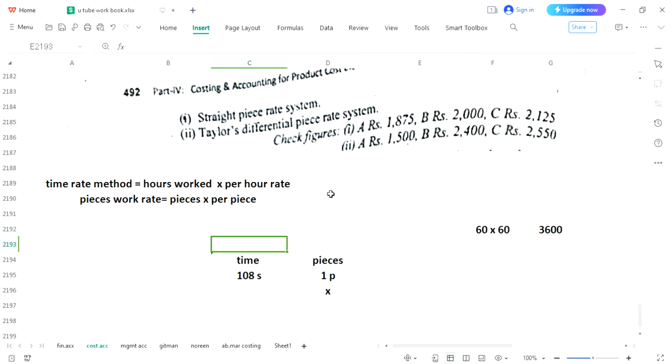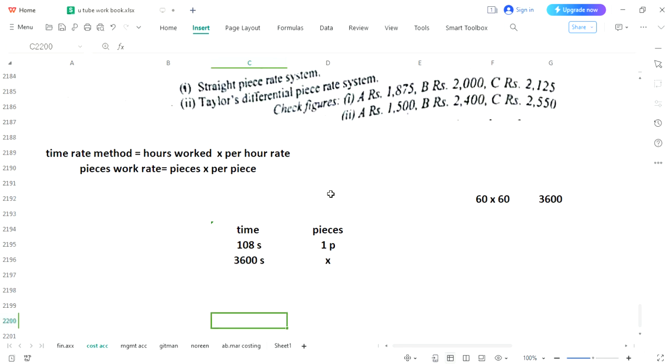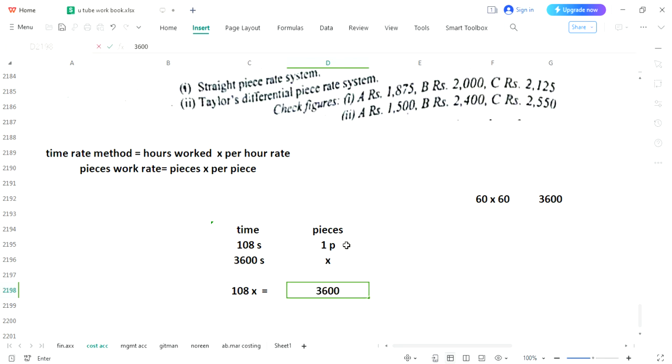So let's come over here. We want to know how many pieces would be manufactured in 3600 seconds. Hopefully you have understood. A simple standard would be applied, that is cross multiplication. First, x would be multiplied with 108, so we get 108x, and then the second cross multiplication is 3600 multiplied with 1, so we get 3600.